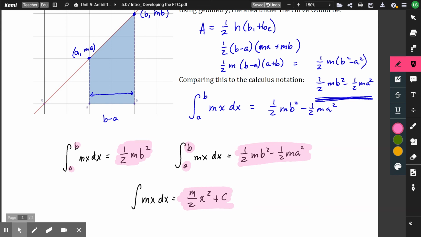The general antiderivative can help you determine what the exact area under the curve is going to be between any two x values. So when we're given an x value of a and an x value of b, we can use our general antiderivative to determine what the exact area under the curve is going to be.